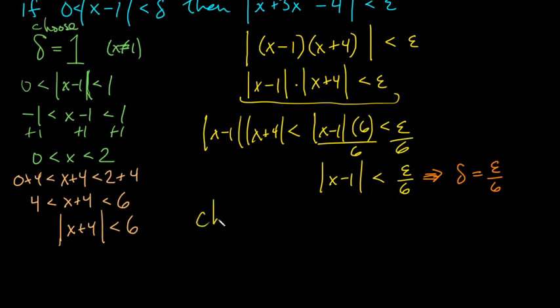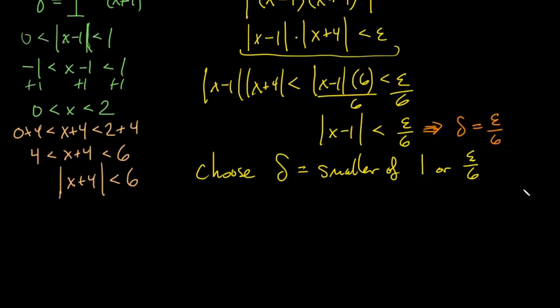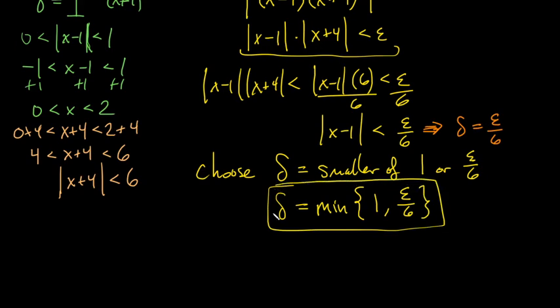So which delta we pick, we want it to be as small as possible. So we're going to choose our delta to be the smaller of these two numbers, the smaller of either 1 or epsilon over 6. Whichever one is smaller, that's the one we're going to pick. Another way to write this is we're going to choose delta to be the minimum of the set of either 1 or epsilon over 6.